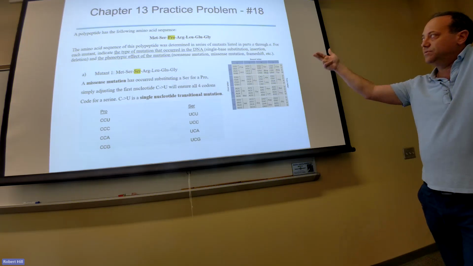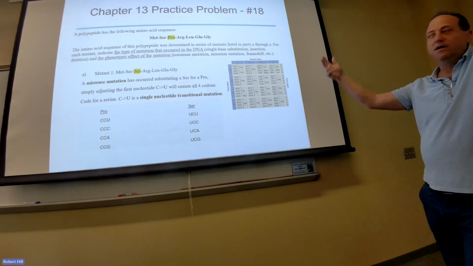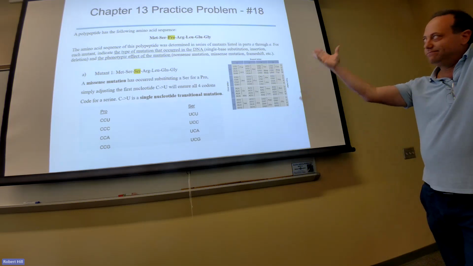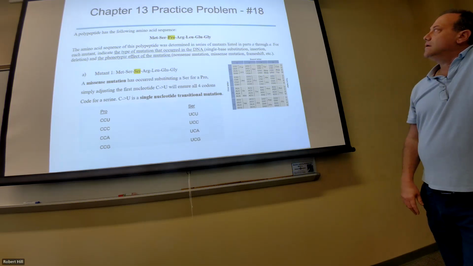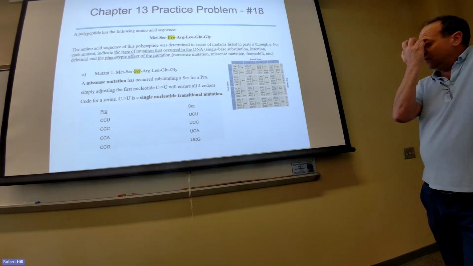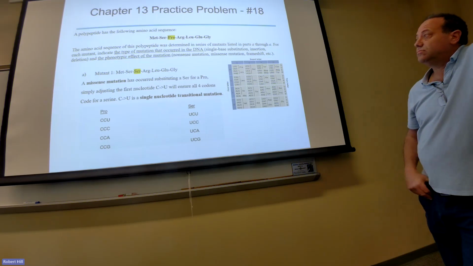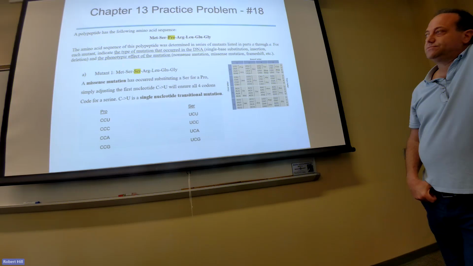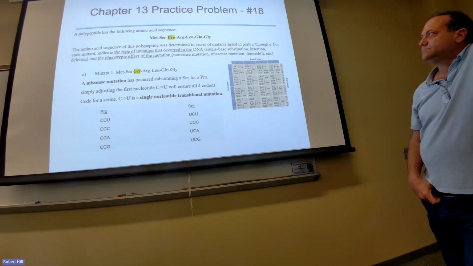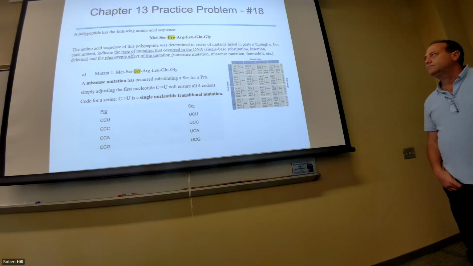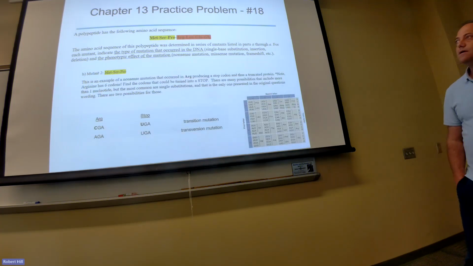We're going here from U to C, in the mRNA. The question's not asking us to provide the DNA. Just indicate the type of mutation. And then it's going to be a transition, right? Yes, transition. All right, this one's pretty easy. Look at the next one.